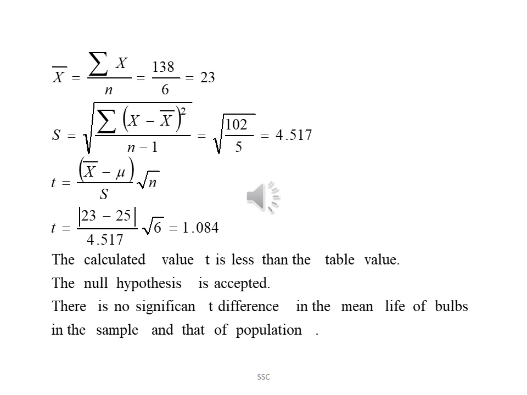2 divided by 4.517 into root of 6. It will be 1.084. The calculated value of t is less than the table value, so the null hypothesis is accepted. The inference of this problem is there is no significant difference between the mean life of bulbs in the sample and that of the population.